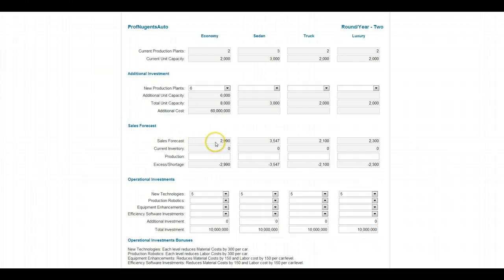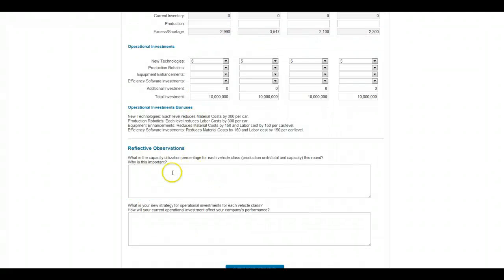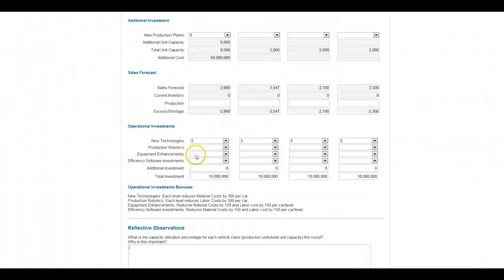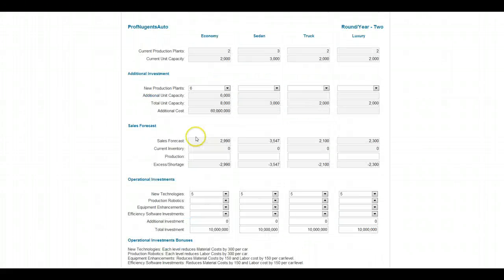That's ridiculous. I only need 3 plants in total to meet my sales forecast. Why would I have 3 extra plants sitting idle with all these employees and all these automotive parts that are not needed and aren't going to be used to build any cars? And that's part of why they ask you to calculate this capacity utilization, to make sure that you're operating efficiently.